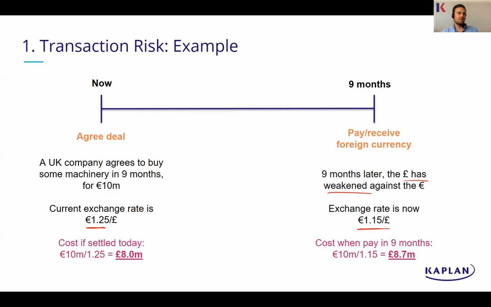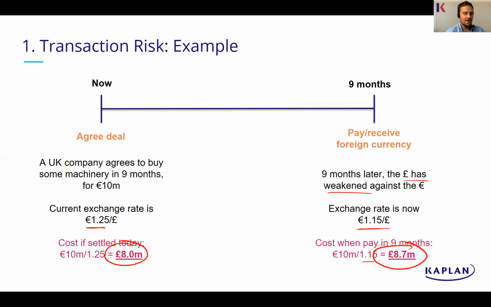So whereas on the left over here, a pound was buying you €1.25, now the pound's weakened, you can buy less with it. It's only buying us €1.15. So it's worked against us in this situation. If we then do 10 million euros divided by 1.15 instead, that's now going to cost us 8.7 million pounds. So whereas we're expecting it to cost 8 million if we use today's exchange rate, that cost has now gone up to 8.7 million pounds as a result of that exchange rate moving.